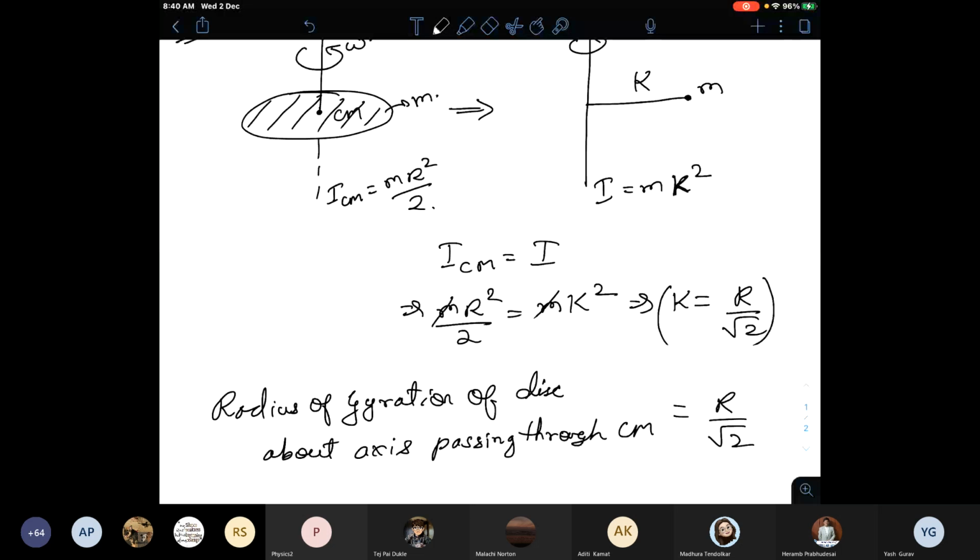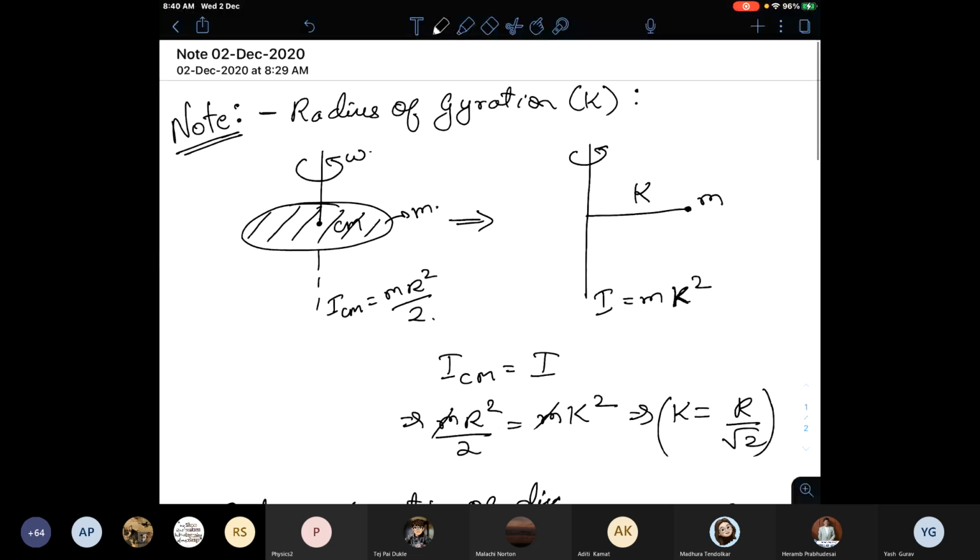That means I can replace my disk with a point mass which is at a distance of r by root 2 from the axis. This is the concept, this is the meaning of radius of gyration. In a similar manner, you can represent any shape. This was one example, the disk. You could have represented a ring also.